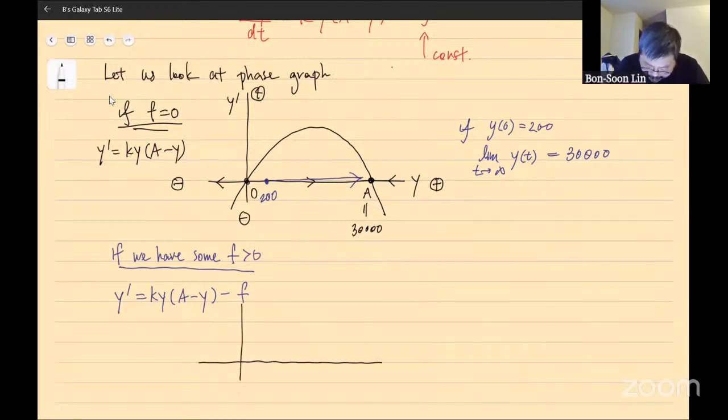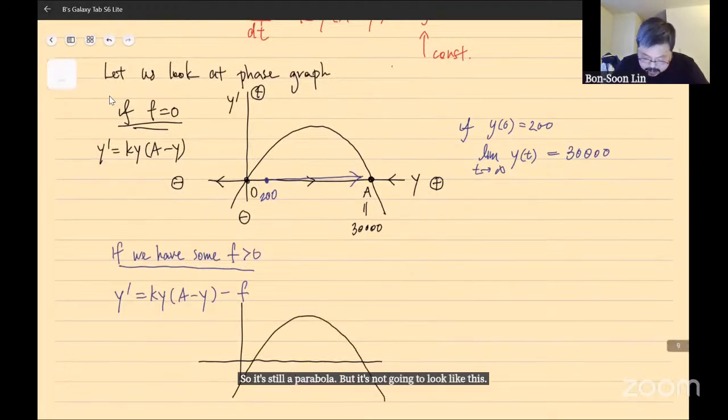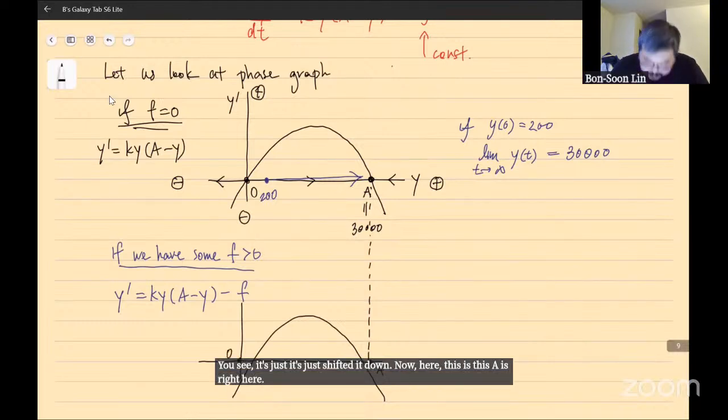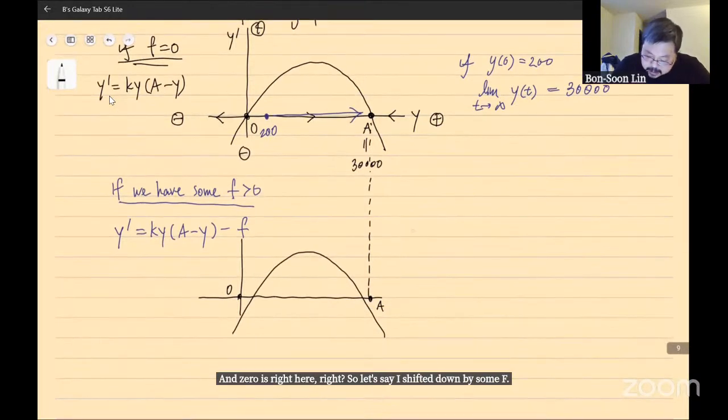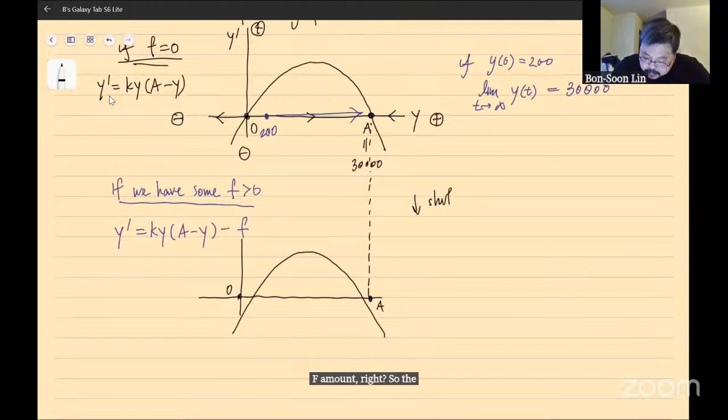So it's still a parabola, but it's now going to look like this. Do you see? It's just shifted down, right? Here, A is right here, and 0 is right here. So let's say I shift it down by some f amount. So the graph shifted down by f.